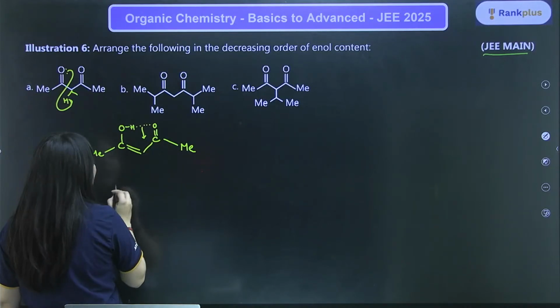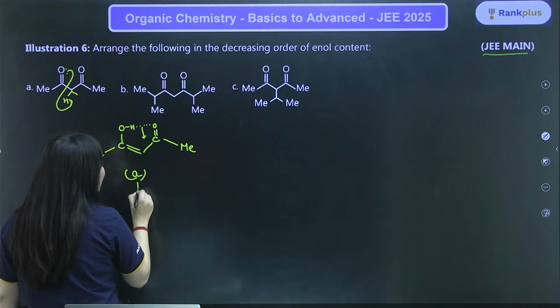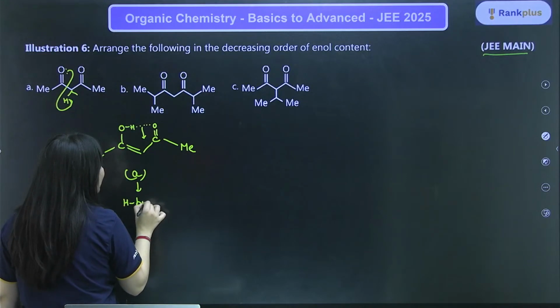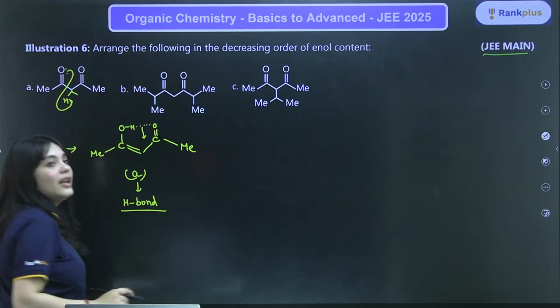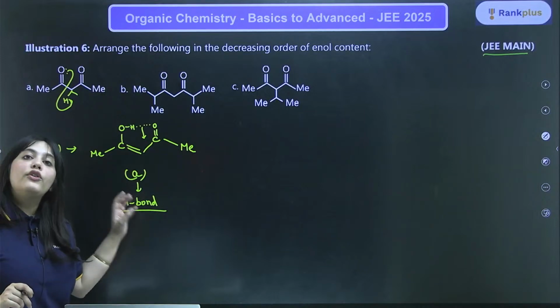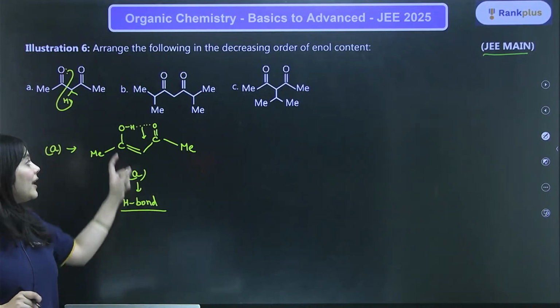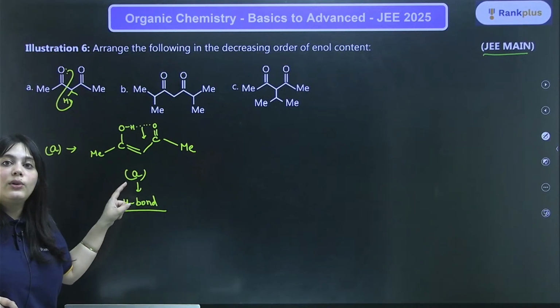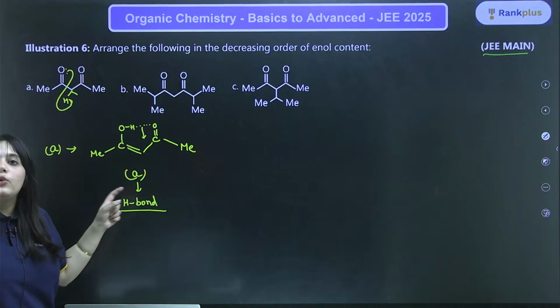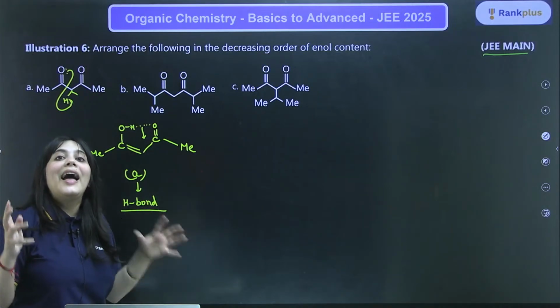Can everyone see? In the A molecule, there is a formation of H bonding. Can everyone see the H bond? So it will definitely contribute to the enol formation. When I'm forming the enol molecule, it is forming the hydrogen bond, so it will definitely have a high enol content.